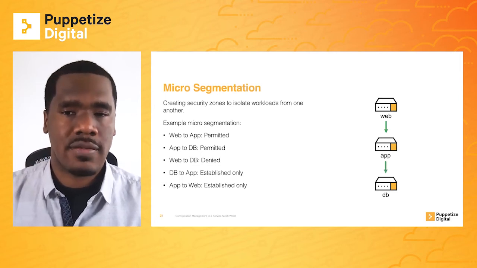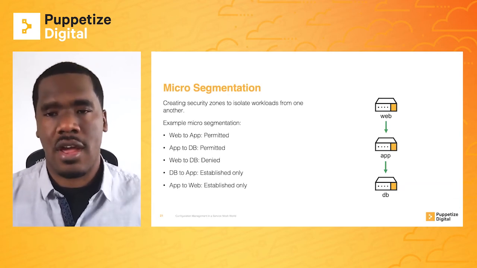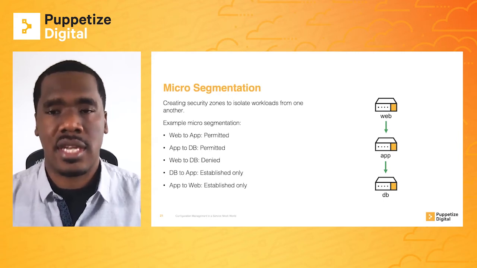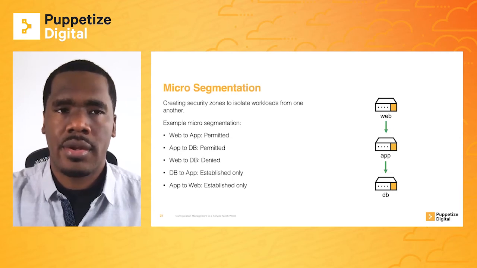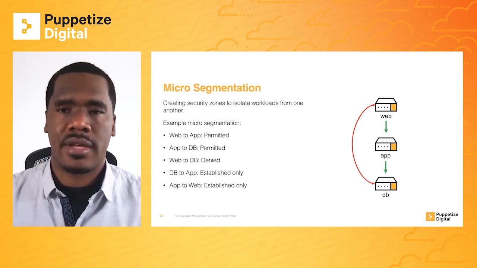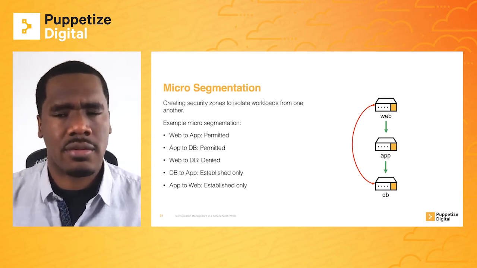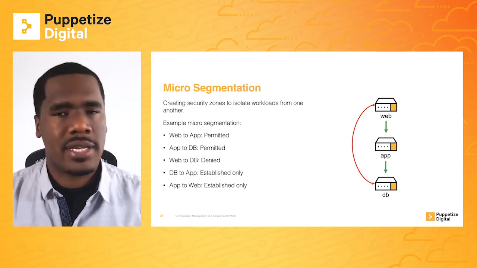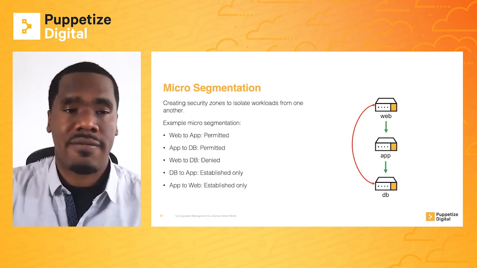The application server can talk to the database server. And so that's the flow of the traffic. And then obviously there's also leveraging established connections to provide that response. But where it really gets interesting from a micro-segmentation standpoint is you start to block traffic. And so the assumption is that my web server should never really talk directly to my database server, and my database server shouldn't be trying to talk to my web server. And so we're not going to allow that traffic.